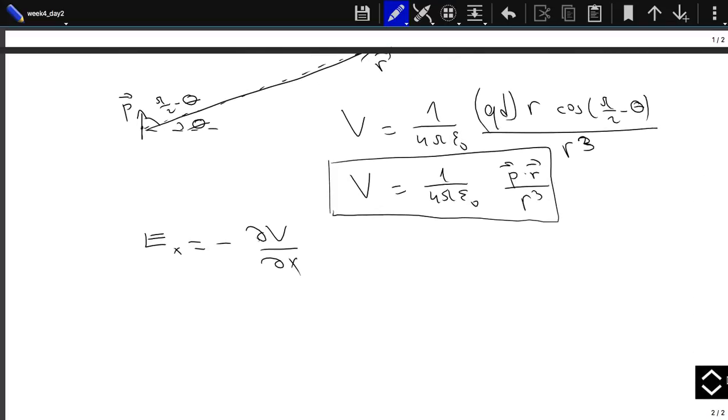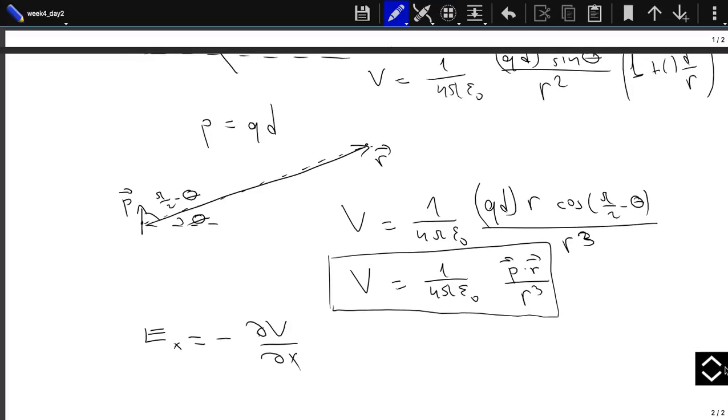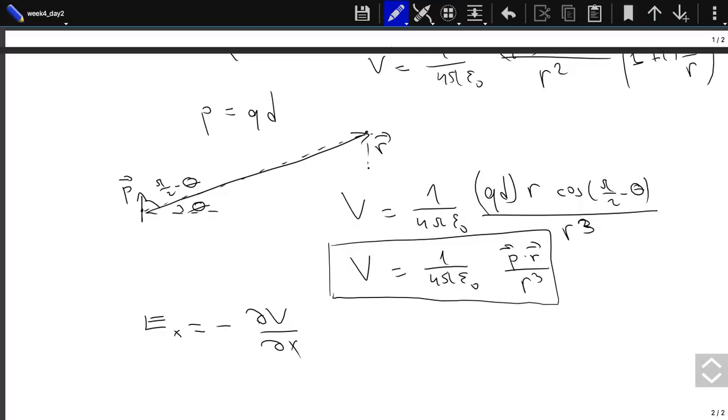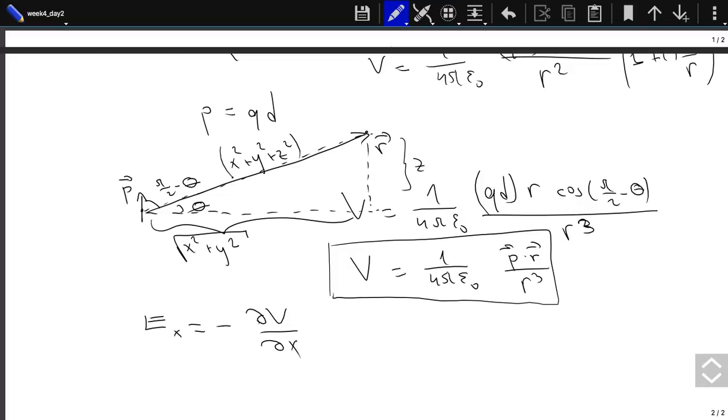So now we have the potential. We have to take the derivatives to calculate the electric field created by a dipole everywhere. Now you see, to take the derivative with respect to x, y and z, you can either write the dipole in terms of the x, y, and z components, or you can say that, let's see, if you consider this triangle, this is the z coordinate. This is square root of x squared plus y squared. And this is x squared plus y squared plus z squared.